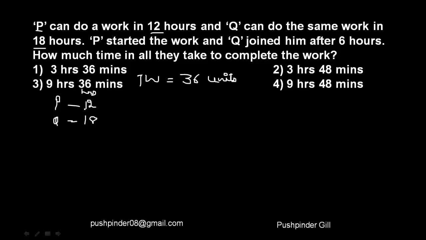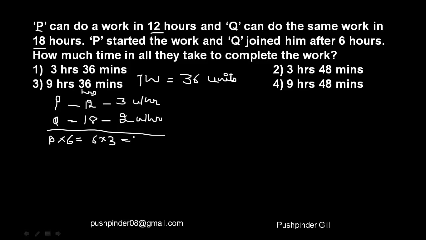Now P over here can eat 36 burgers in 12 hours. That means per hour he finishes 3 burgers, so 3 units per hour. Similarly, Q can finish 36 burgers in 18 hours. That means he finishes 2 burgers per hour. So this is the rate of P and this is the rate of Q. P started the work and Q joined him after 6 hours. That means P alone worked for 6 hours. For 6 hours, if P finishes 3 units per hour, he must be finishing 18 burgers. So 18 burgers are finished by P.